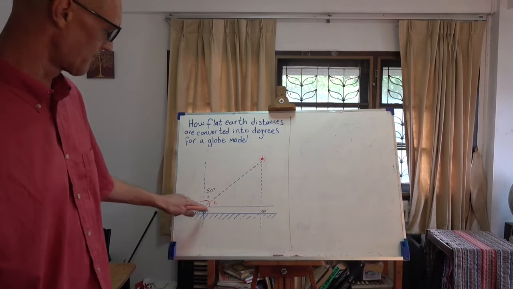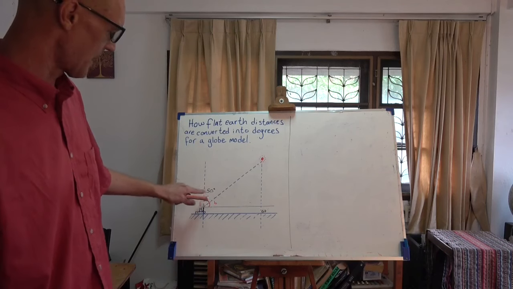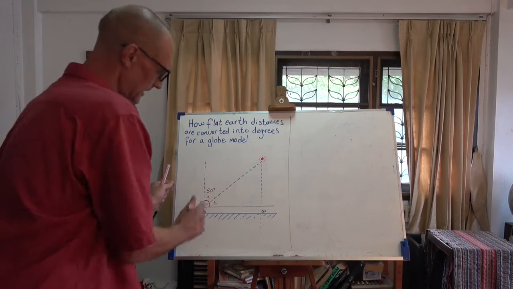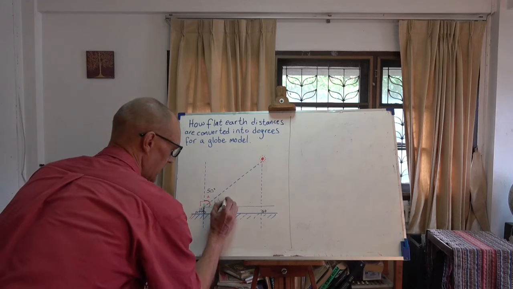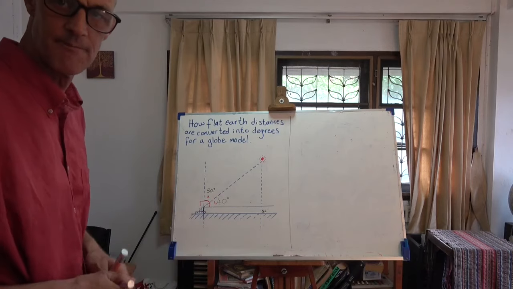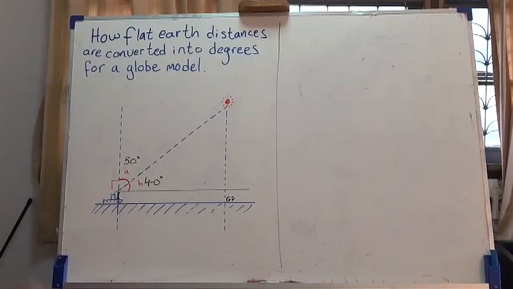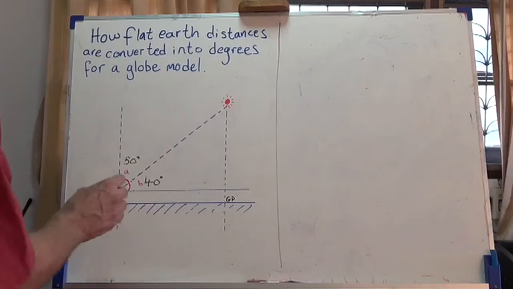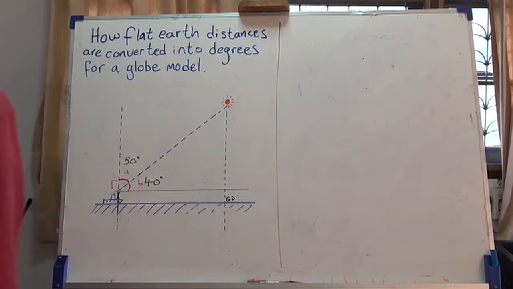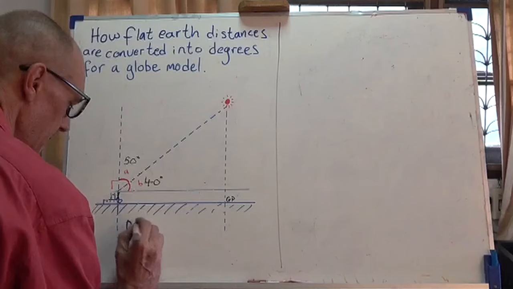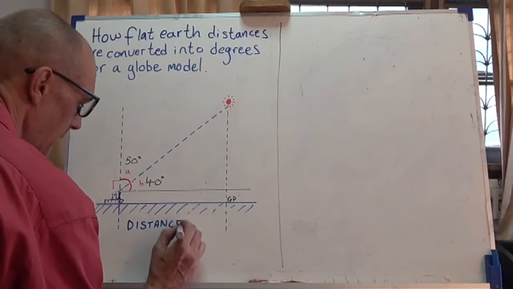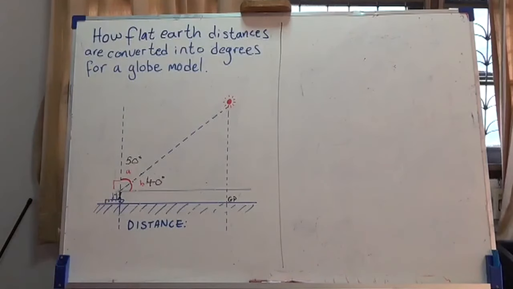So then it's just a simple case of subtracting 50 from the 90 to get this angle here, which is going to be 40 degrees. So now with these two angles, we can work out the distance between the ground point and the observer. So let's just put that in there. Distance. What's that distance going to be?